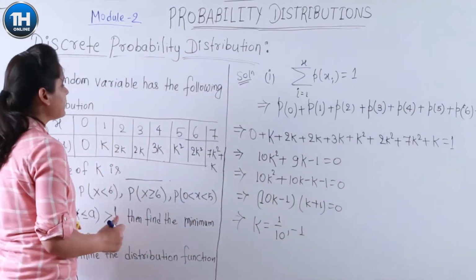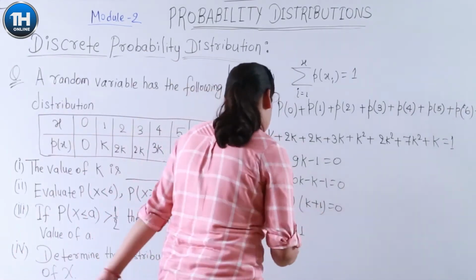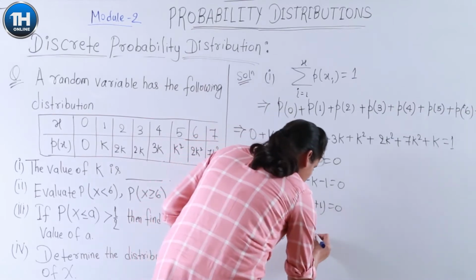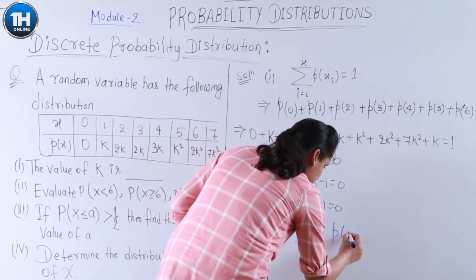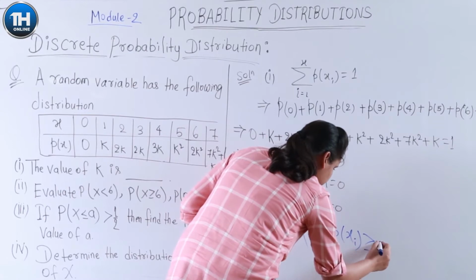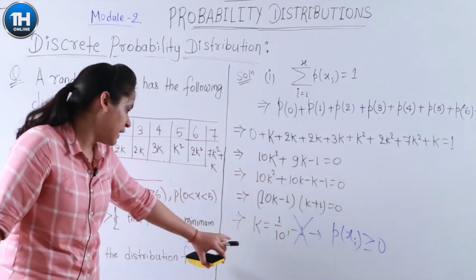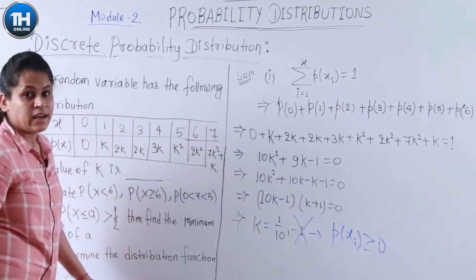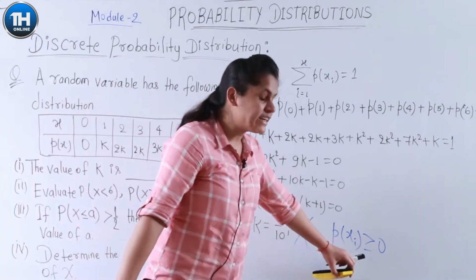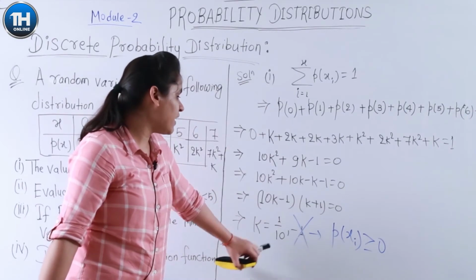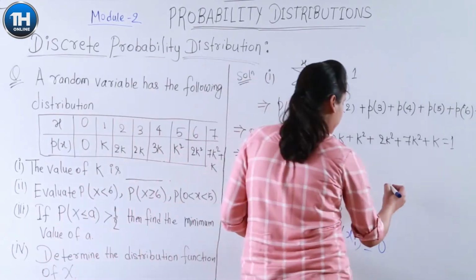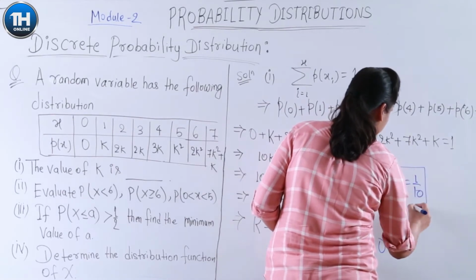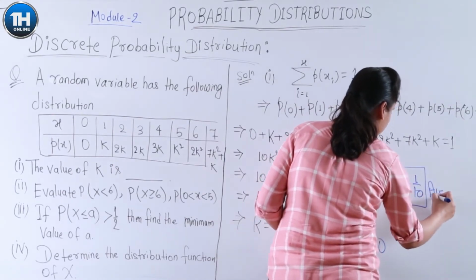But we already said that this will be discarded, because p of xi will always be greater than or equal to 0. Here, if k is minus 1, all the values will become negative, but these values cannot be negative. So what will be the value of k? k will be equal to 1 by 10. Fine, k is equal to 1 by 10.